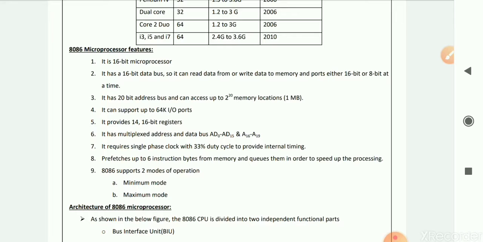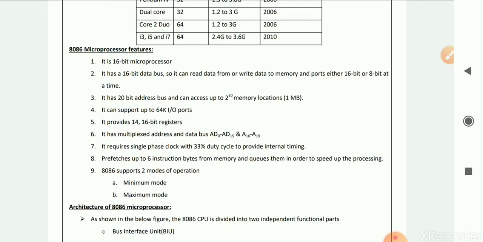It prefetches up to 6 instruction bytes from the memory and queues them in order to speed up the processing, meaning at a time it can store 6 instructions in the queue, and in each cycle the next instruction will be ready, so you need not waste time to fetch it from the memory and place it in the queue. At a time all the 6 instructions will be available in the queue, and you can execute them one by one. Okay, and 8086 supports two modes of operation, that is minimum mode and maximum mode.